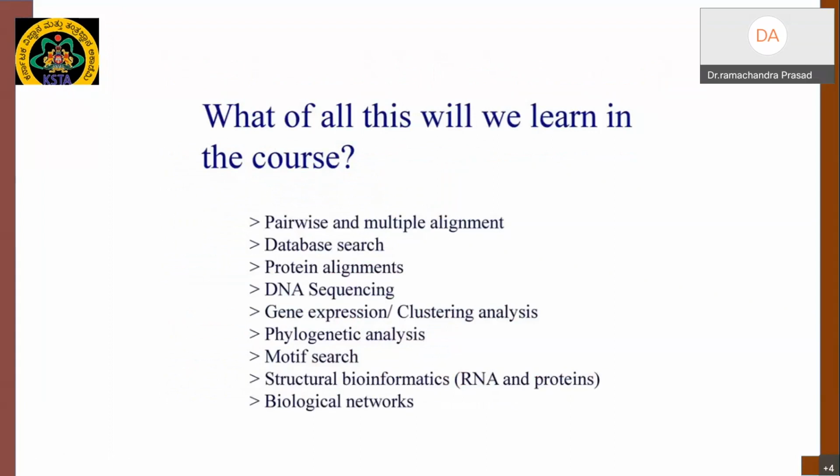And database search: NCBI, DDBJ, EBI, PDB, The Institute for Genomic Research. So there are many databases we can search, and we can take the data and analyze it. And protein alignments, that means we can align structure-wise and also sequence-wise to find out the similarity. And DNA sequencing, that we can also learn, that is next generation sequencing. And gene expression, that is cluster analysis, done by using DNA chips.